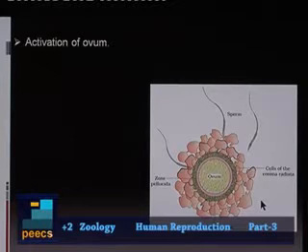In this diagram, you can see the sperm cells reaching the surface of the ovum in order to penetrate into the ovum. After penetration, there will be activation of the ovum. What is activation? Activation means all the events that will happen within the ovum after the entry of the sperm cell.